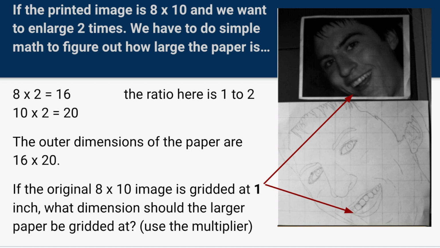If 16 by 20 seems like a really large piece of paper to use, you can always multiply your dimensions by 1.5 instead. That would make a smaller paper for you. So again, you are going to have to do some math calculations in order to keep your photograph proportional to your larger paper. If that is scary to you, see your instructor, they can help.